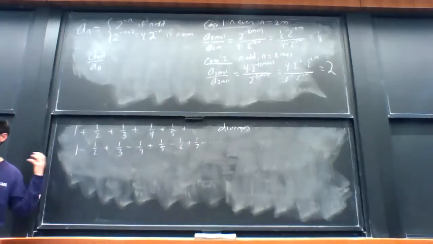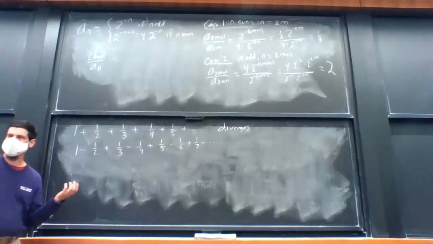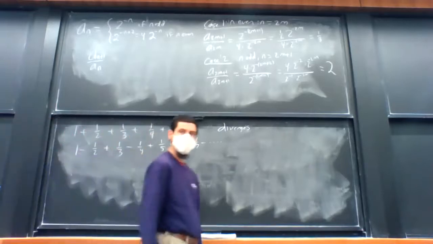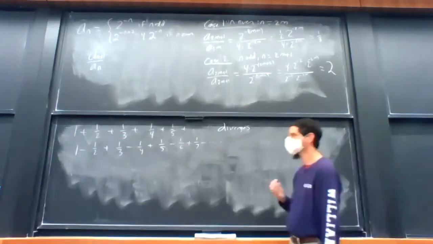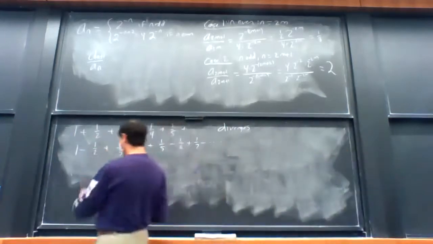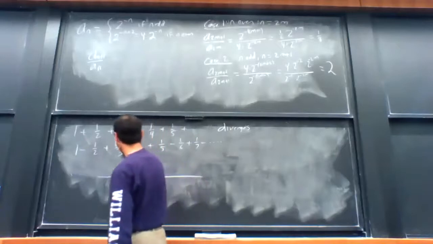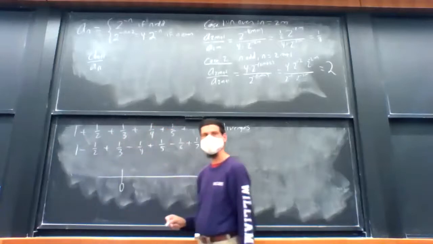First of all, do you think it's positive, negative, or 0? Okay, why positive? Because you start with 1 and that's bigger than 1/2. And then 1/3 is bigger. Good. So we know it has to be greater than 0.